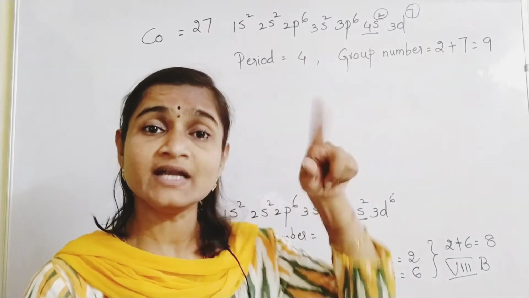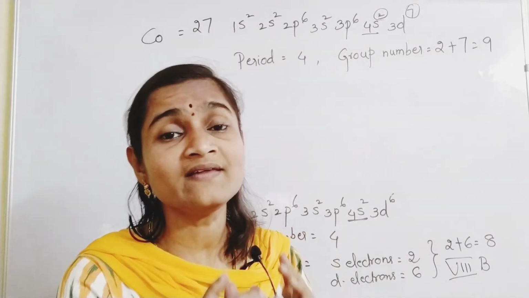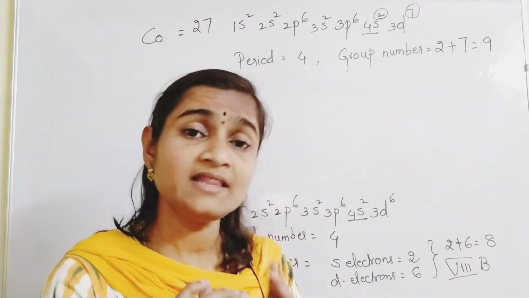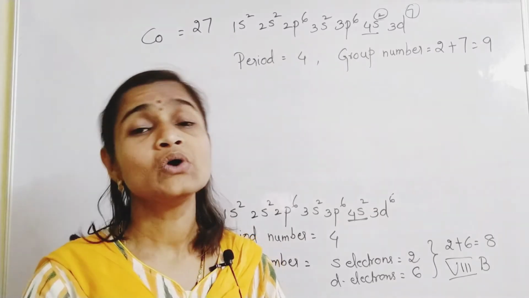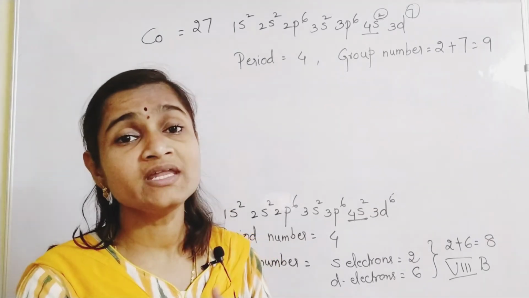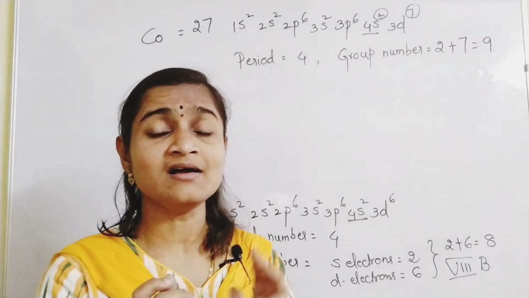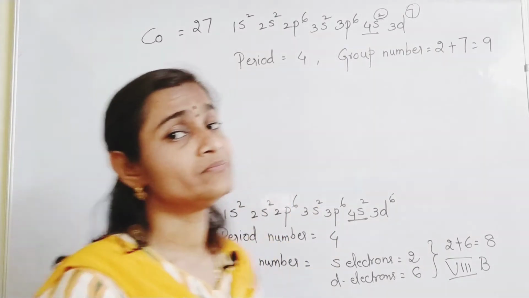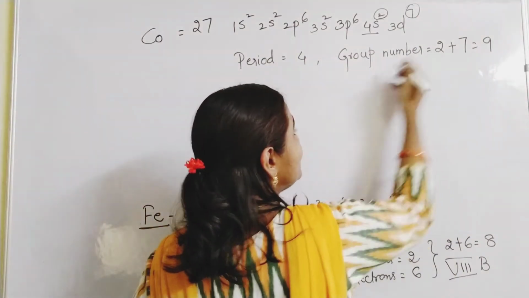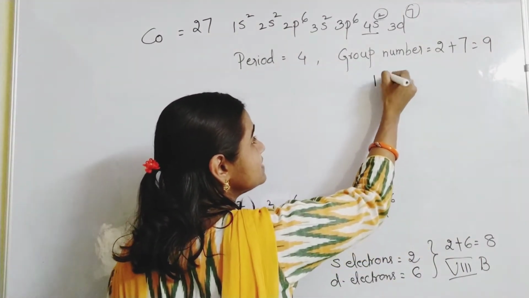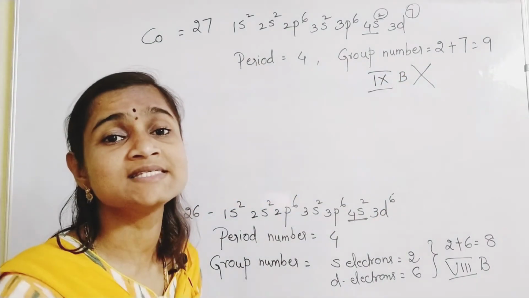Even though three vertical columns are there, all those three vertical columns together are termed as 8th B group elements only. Okay? And they are all coinage metals, those elements being used to make coins. So for group number 9 here, we don't write it as 9th B group. 9th B group does not exist.